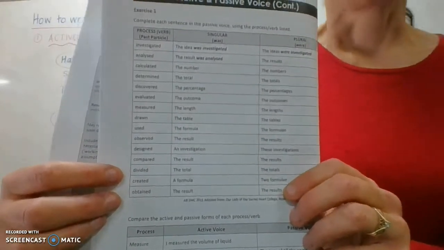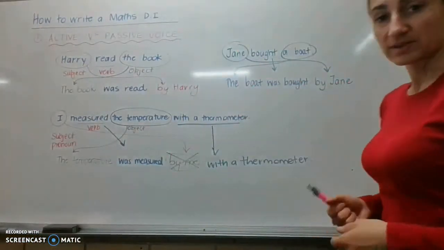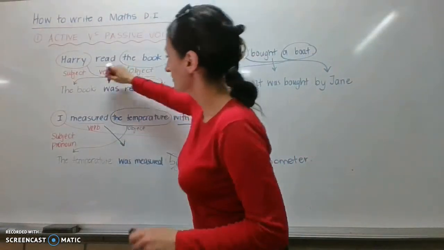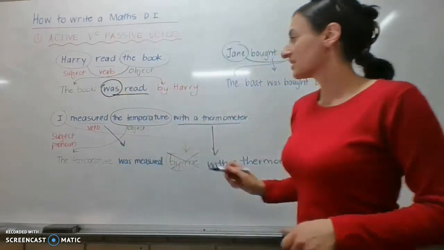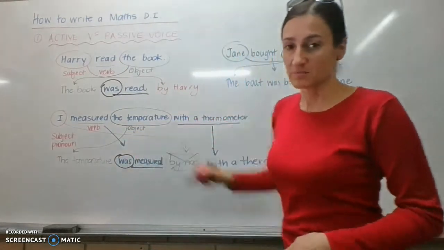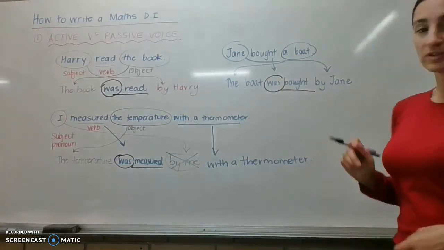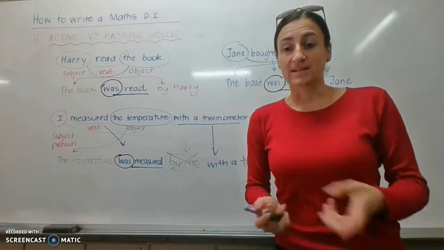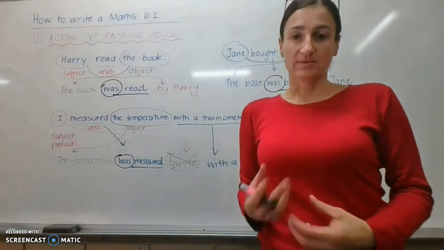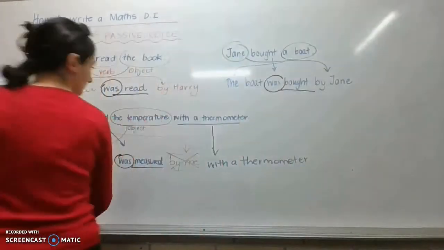You'll also notice that the verbs are doing something special. So if we have a look at what happened to the ones on the board, we have Harry read the book, the book was read. You have I measured the temperature, and now we have the temperature was measured. Jane bought a boat, boat was bought. Okay. I studied the results, the results were studied. So to form this verb in the passive form, we put was or were in front of it.